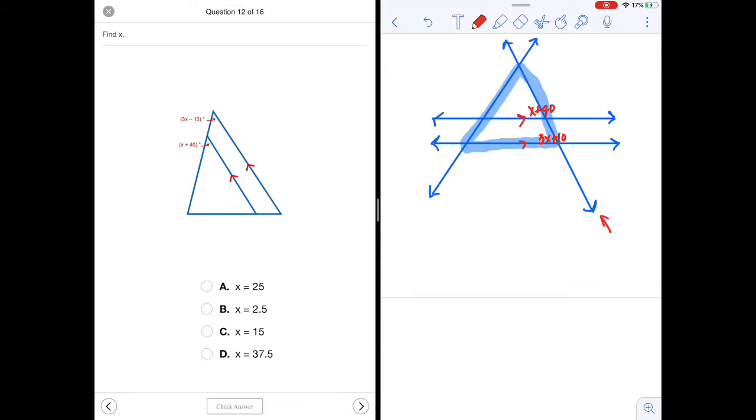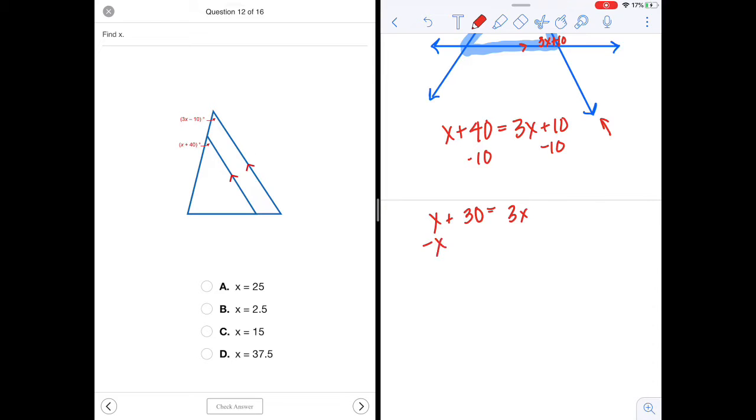Because they're corresponding, I know their measures must be congruent because I've got parallel lines. So I can set those equal to each other. I've got x plus 40 is equal to 3x plus 10. Now combining my terms, I'm going to subtract 10 from both sides. And so I've got x plus 30 is equal to 3x. And now subtracting x, 30 is equal to 2x, divide by 2. I get 15 is equal to x.